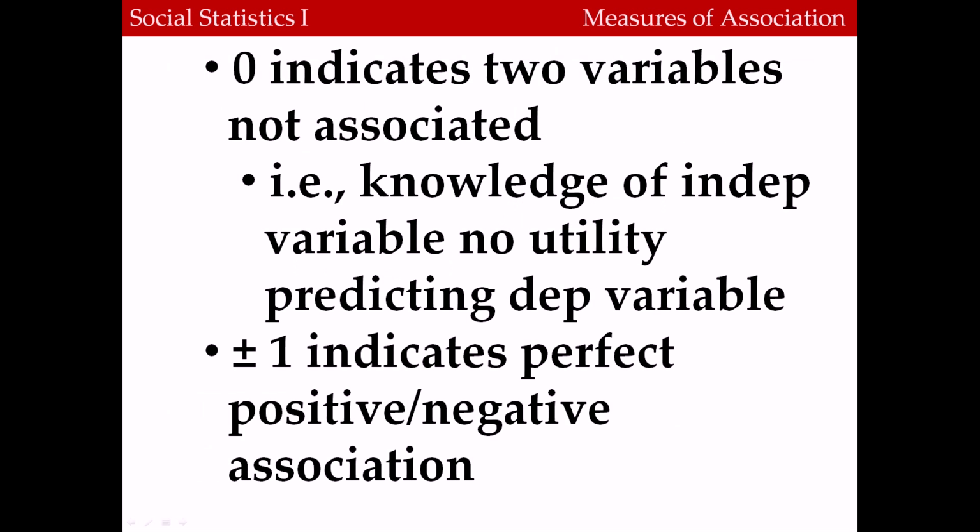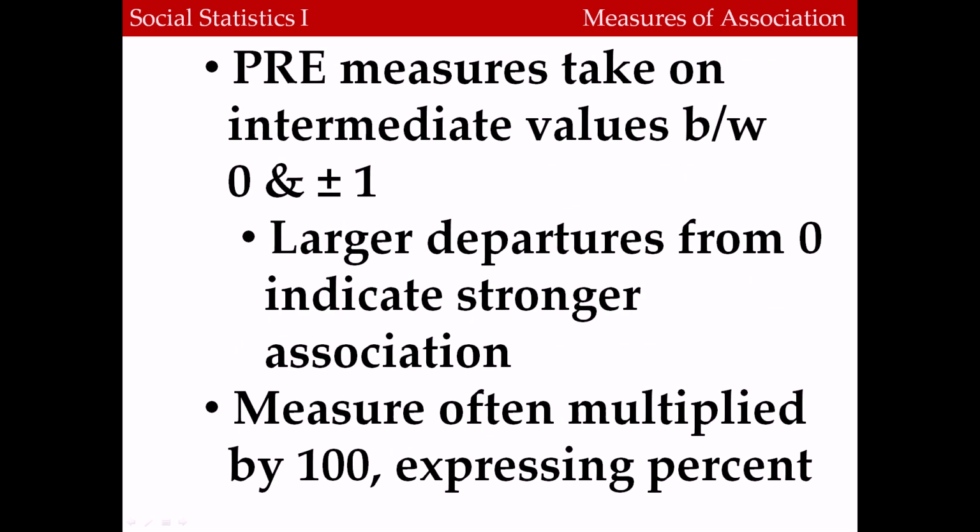0 indicates that the two variables are not associated at all. That is, having some knowledge of the independent variable gives us no utility in predicting the value of the dependent variable. And then a value of negative or positive 1 indicates a perfect positive or negative association. PRE measures usually take on an intermediate value between 0 and negative or positive 1. Larger departure from 0 in either direction indicates a stronger association, whereas values closer to 0 indicate a weaker relationship.